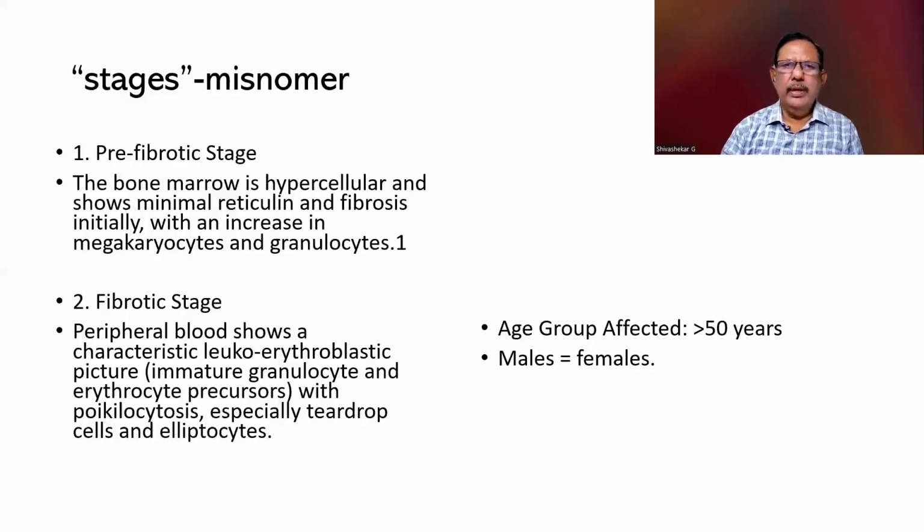In the prefibrotic stage, there is no fibrosis. The bone marrow is hypercellular, with minimal reticulin, and there will be an increased number of megakaryocytes and granulocytes. Whereas in the fibrotic stage, as the name denotes, there will be a fibrosis setting in, and a decrease in the cells in the bone marrow. They will not have enough space to mature, as a result of which they will come out into the peripheral blood in an immature form. That is called a leukoerythroblastic reaction. The peripheral blood picture I shall be showing.